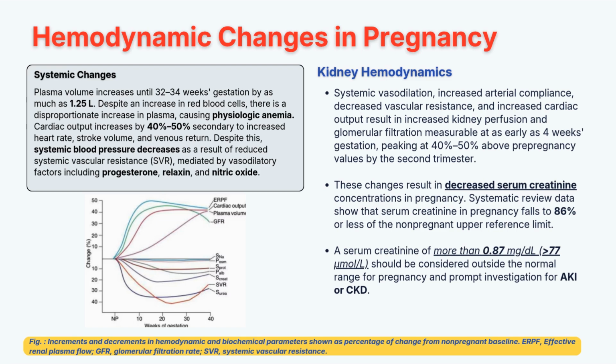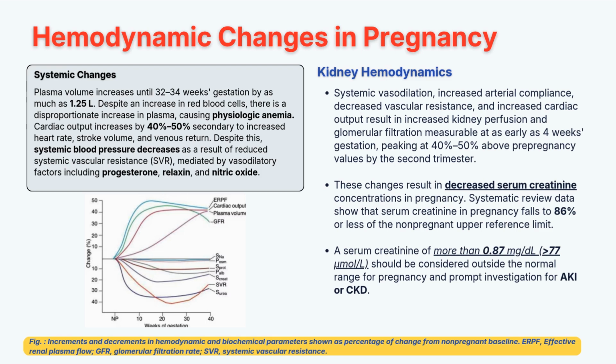As a result, blood pressure usually falls slightly during early pregnancy, not much, maybe about 120 for systolic and around 70 to 80 for diastolic. These systemic changes lead to a marked increase in renal perfusion and GFR. Effective renal plasma flow and GFR rise early in pregnancy, sometimes as early as 4 weeks of gestation. By the second trimester, GFR is often about 40 to 50% above pre-pregnancy levels.